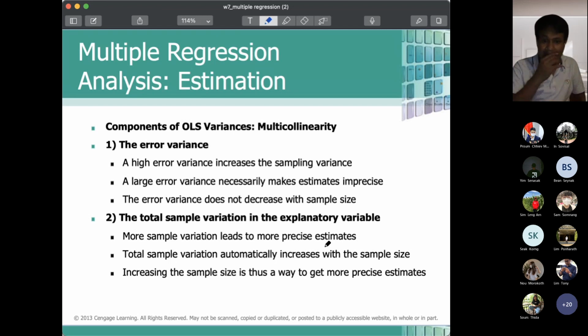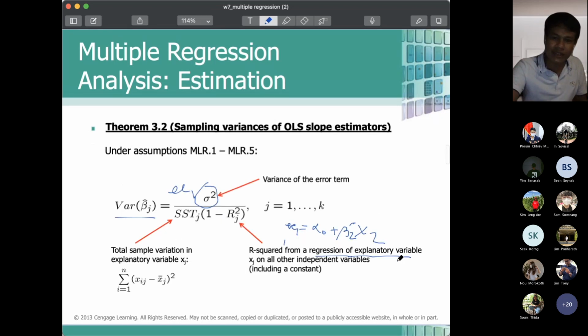And normally, to have a higher sample variation, we need a large sample size. It increases with sample size. As long as you have a large sample size, you have a large SST, and when you have a large SST, you obtain a very good variance of the estimate. So the best way to make sure you get a good SST is to have a large sample size. Based on these equations, you get the variance of the error term correctly if assumptions 1 to 5 are correct, and SST if you have a large sample size.